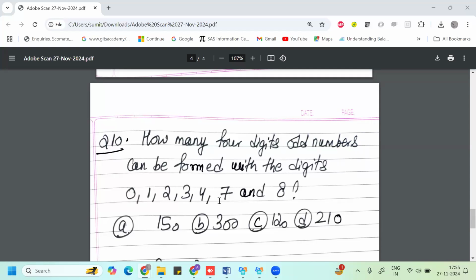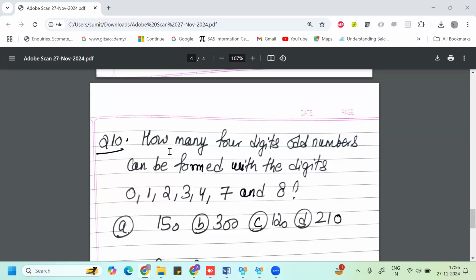Now how many digits are left? Total there are 1, 2, 3, 4, 5, 6, 7 digits, and you have used 2 digits. So any 5 digits can come, and then any 4 digits can come. 5 into 4 into 5 into 3, that is your answer. 300 is your answer. You're getting this, everyone? Question number 10. Are you getting this, everyone? Karthik?